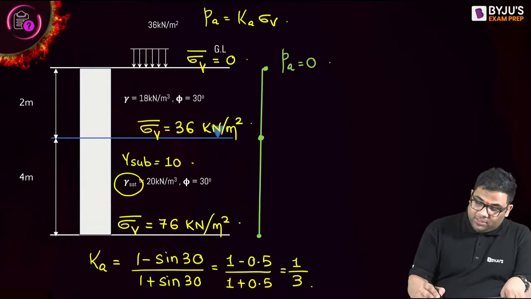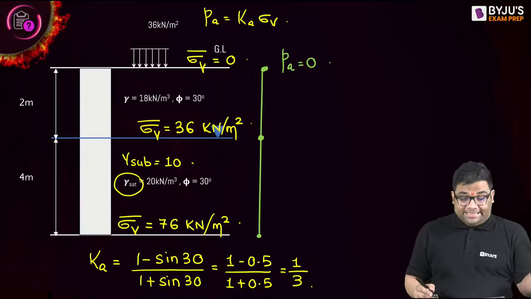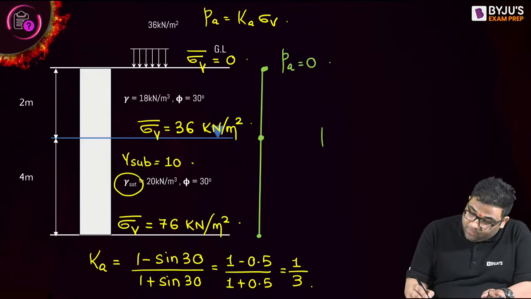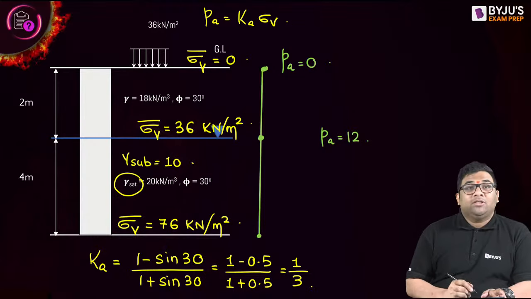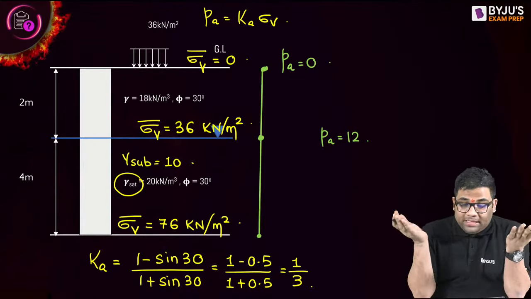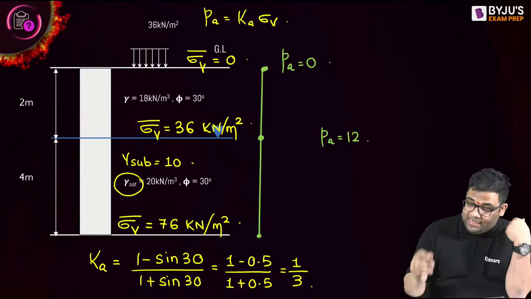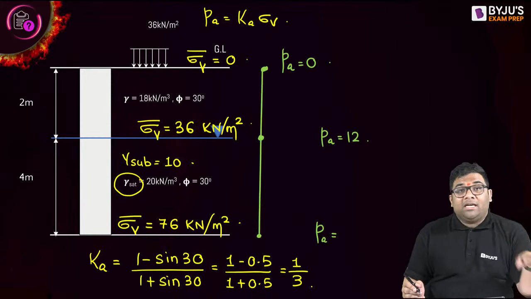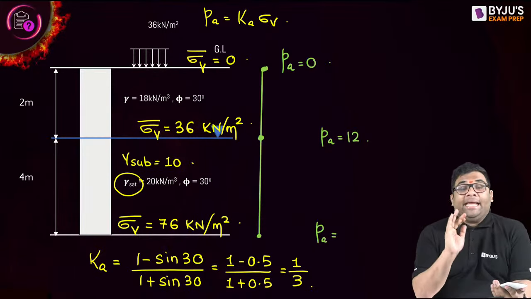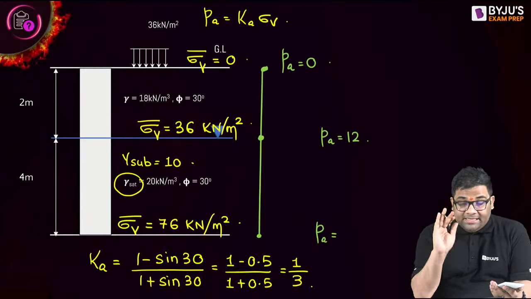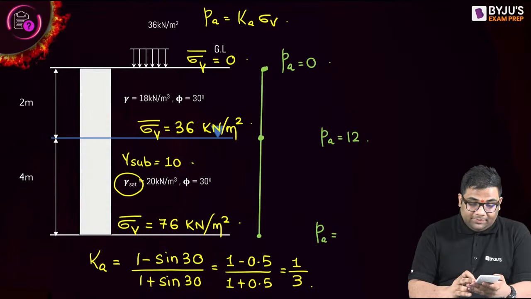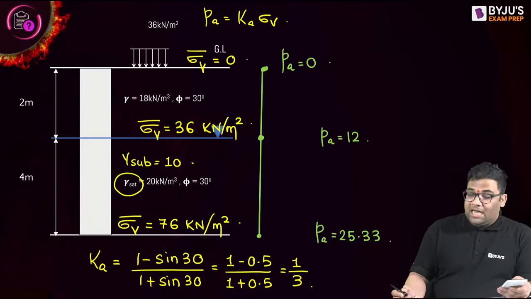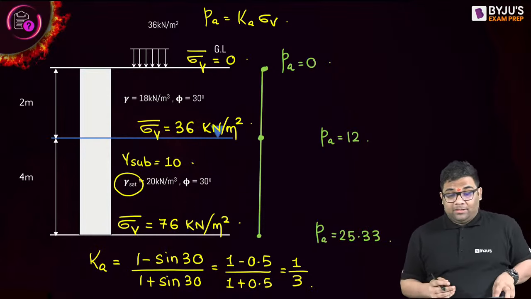So, at this point, what will be the earth pressure? It will be Ka into vertical stress, that is 36 into 1 by 3. So it will become 12. At bottom, the earth pressure will be 1 by 3, Ka, into vertical stress. Vertical stress is 76, so 76 into 1 by 3, that is 76 divided by 3. I'm getting 25.33. So, these are the earth pressures at different levels.